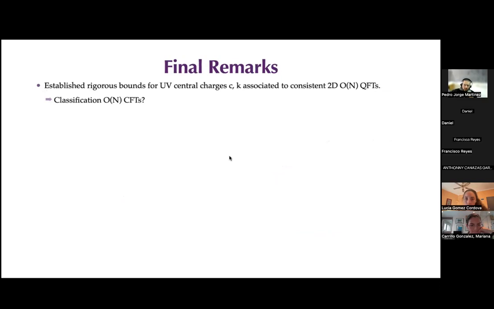And now I'll pass to the final remarks. So I'll show you first how you can get the space of consistent QFTs for these 2D theories with no bound states and some global symmetry ON. And this new part is about getting bounds for the UV central charges, C and K. And the last plot I showed, you can see it as towards a classification of ON CFTs, because people know how to construct some of them with some specific conditions, but a full classification, to my knowledge, is not known, even for 2D CFTs.